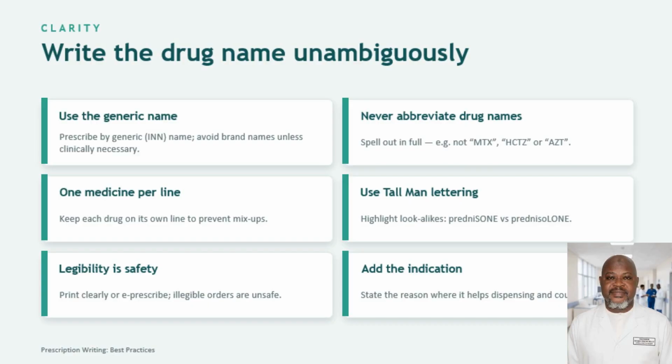The drug name should be written in a way that is clear and easy to read. The most common method used for writing drug names is the International Non-Proprietary Name (INN). Using INN ensures that there is no ambiguity in the drug name.